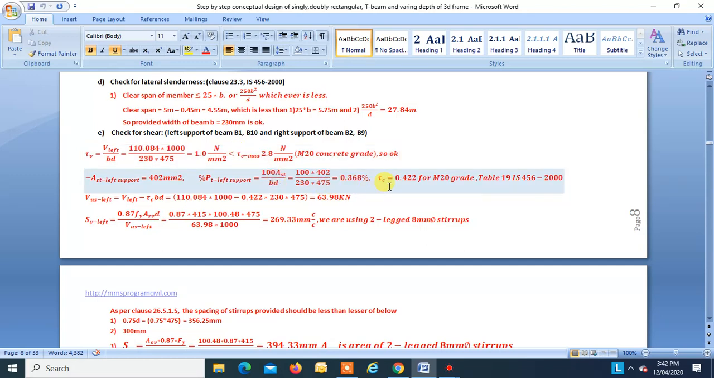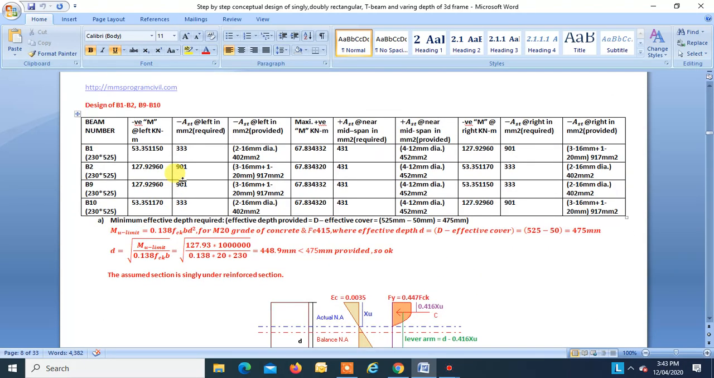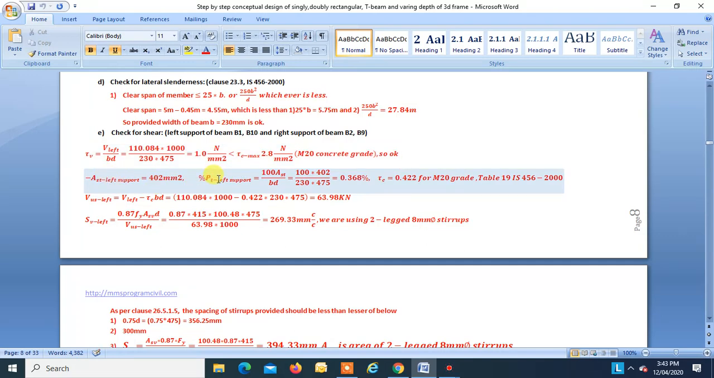Next we have to find the permissible shear stress of concrete, that is tau c. For that we have to find the percentage of tensile steel at the corresponding section. At the section where we are doing the check for shear, the tensile reinforcement is 402, that is AST negative left, which we can see in the table. At the left hand support the steel is 402 mm square. For this area of steel, the formula for finding PT is 100 AST divided by BD. So we get PT as 0.368. For this percentage and M20 grade concrete, referring to table 19 of IS 456-2000, we get tau c equal to 0.422.